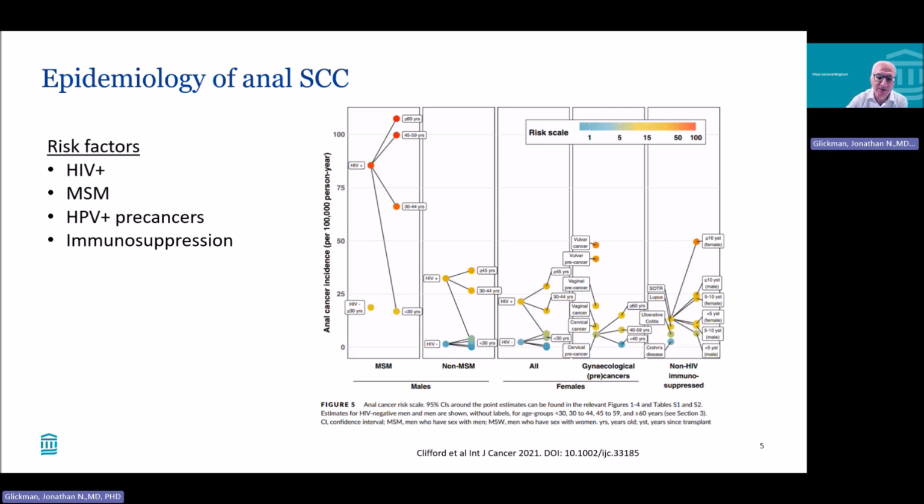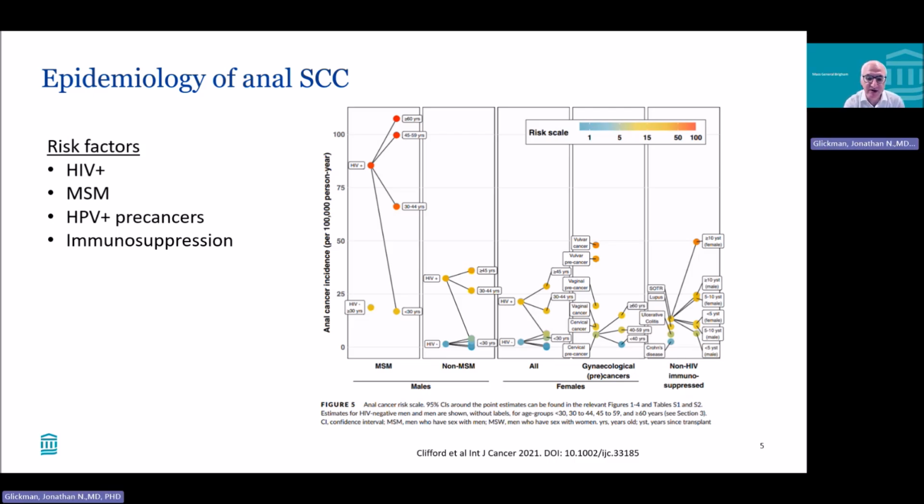And this figure here, which is from a recent review, just illustrates the relative risks for these various conditions. So you see in HIV positive individuals that it is significantly raised over HIV negative patients, and it can be as high as 100 cases per 100,000 person years.